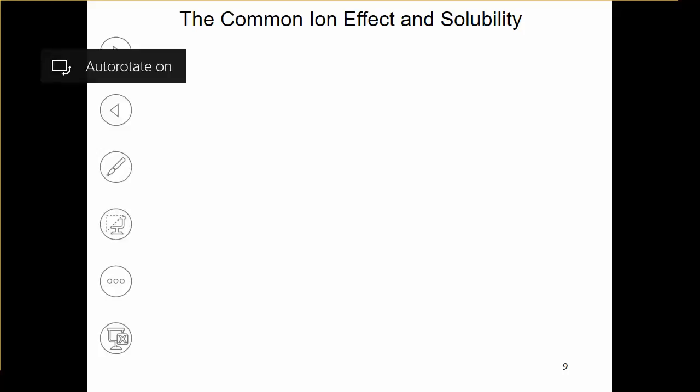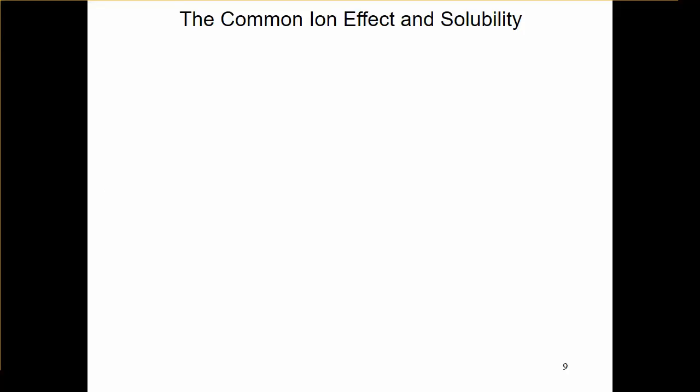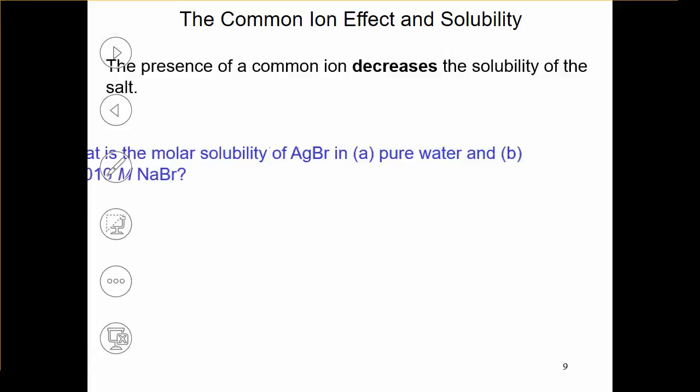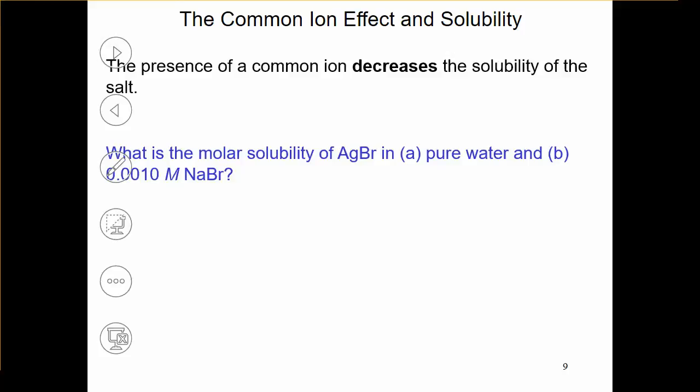Okay, so we've talked about common ions, like adding H plus to an acid, or increasing the concentration of a conjugate base in a solution, which shifts the equilibrium. So the presence of common ions decreases the solubility of salts. That's what we're going to see here.